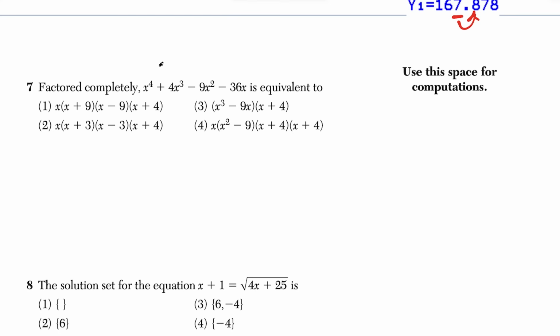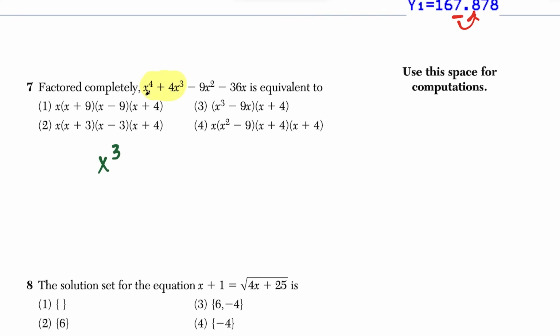Question 7, factored completely. This expression is equivalent to, and we have these 4 answer choices. So for this one, I'm going to do factoring by grouping. And when we get to the end, we're going to check our answer with the calculator. So to do factoring by grouping, I'm going to factor in groups of 2. So I'm going to take out the greatest common factor from here, which is x to the third power.